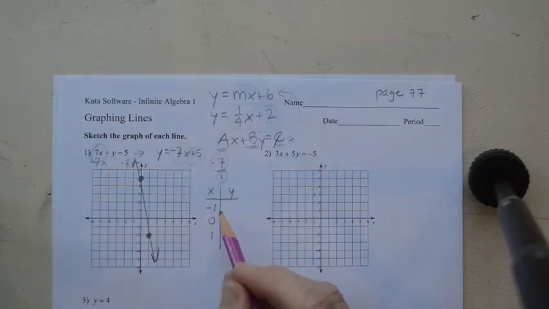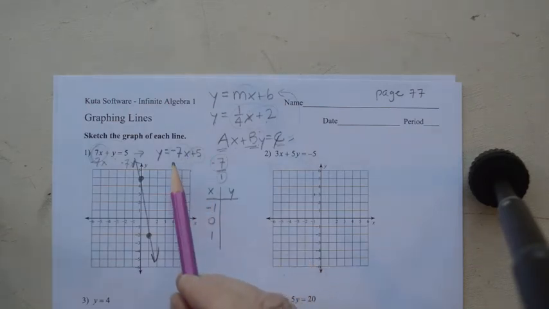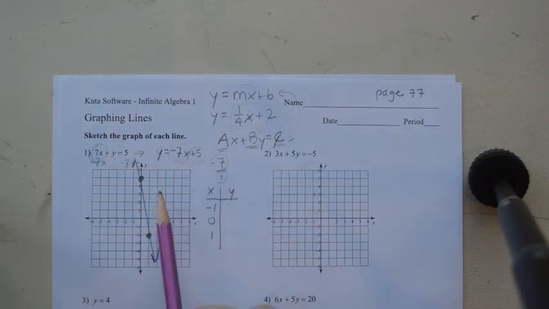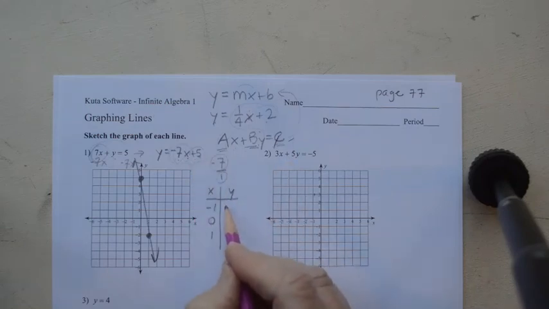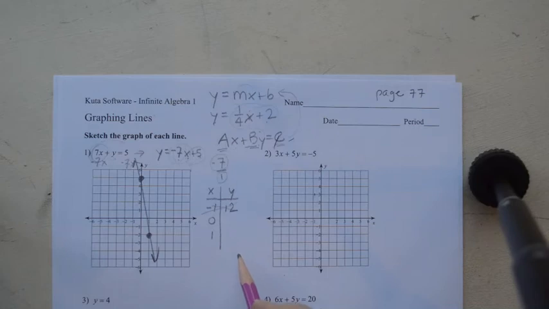Even -1 is going to be too big. When I put -1 in here, I get -7 times -1. That gives me +7. +7 and 5 is 12. That's too big. We're not going to end up graphing that one.